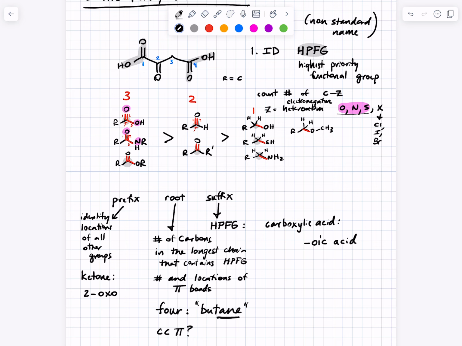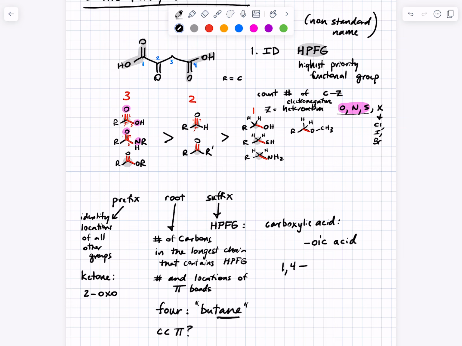Next, I need the location of the carboxylic acids. If there was only one, I wouldn't need a location because it's implied in the name carboxylic acid. The carboxylic acid has to be at the end of a chain by definition. Since there are 2, I have to indicate that there are 2 carboxylic acids and that they're on carbons 1 and 4. So before the oic acid, I'm going to put 1, 4 dash, and then I need something to indicate those are 2. Go ahead.